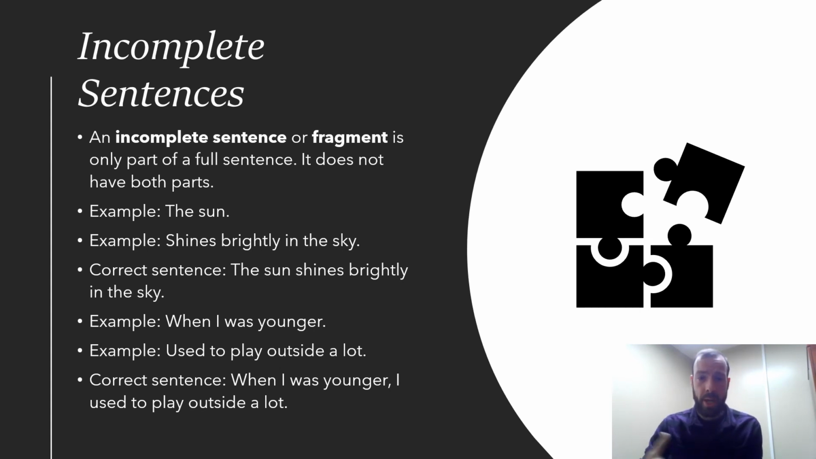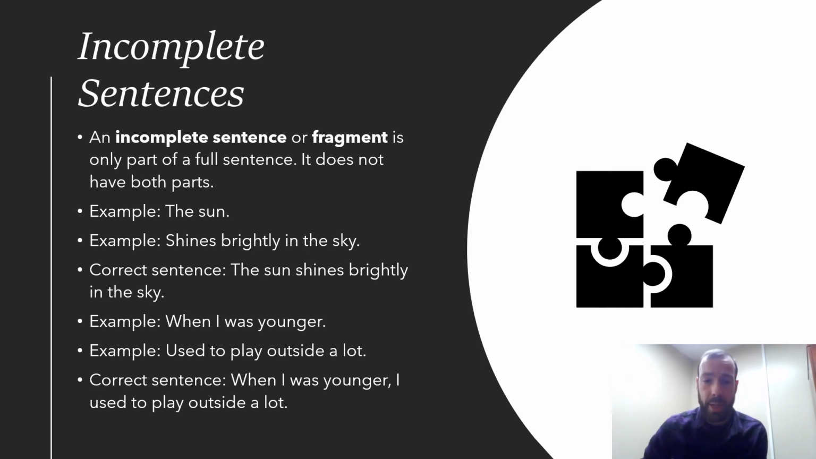Another example, when I was younger. Okay, this is a dependent clause, right? It has a topic, it has a verb, but we don't know what it's talking about. When I was younger, what? What happened at that time?